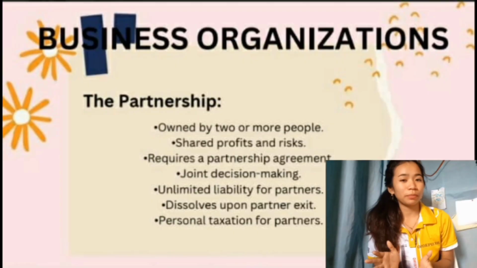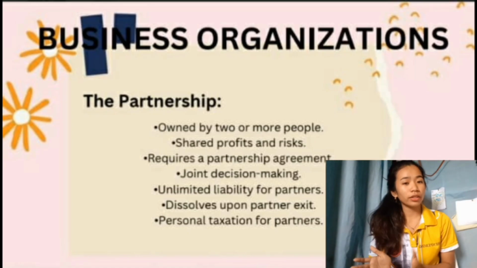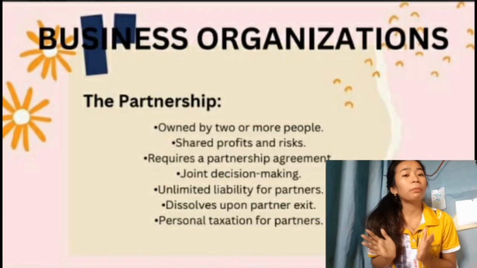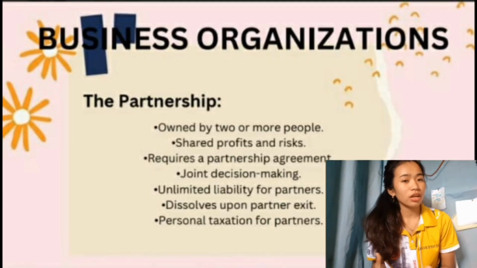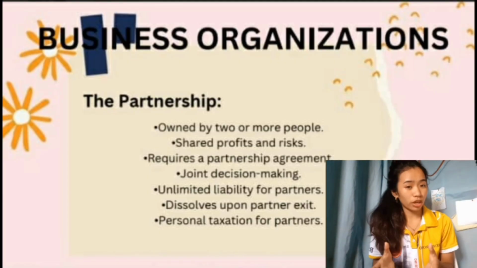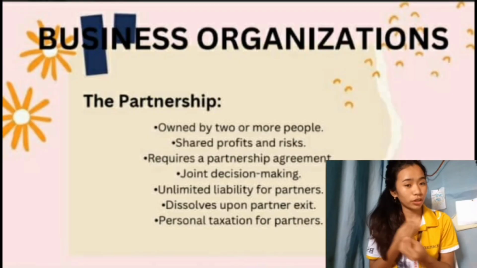Next, we have partnership. Partnership is a type of business owned by two or more people. These people work together to run the business and share both the profits and the risk. But before starting, partners need to make a partnership agreement. This is a written document that explains how they will divide profits, responsibility, and decisions. In a partnership, everyone helps in decision making. They plan, manage, and solve problems together.